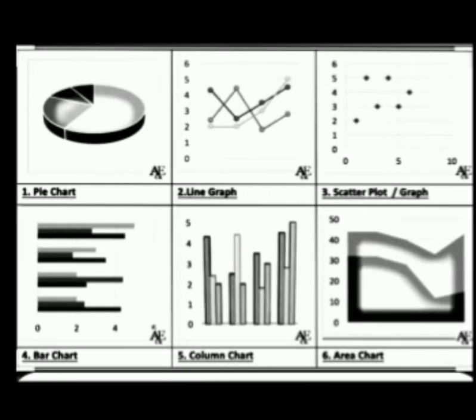Now students, here you can see the different types of graphs like pie chart, line graph, scatter plot graph, bar chart or bar graph, column chart, area chart. There are different types of graphs. Some of you are familiar with them, but some are new for you. Basically, for the study of motion and time, we will discuss in the form of line graph.